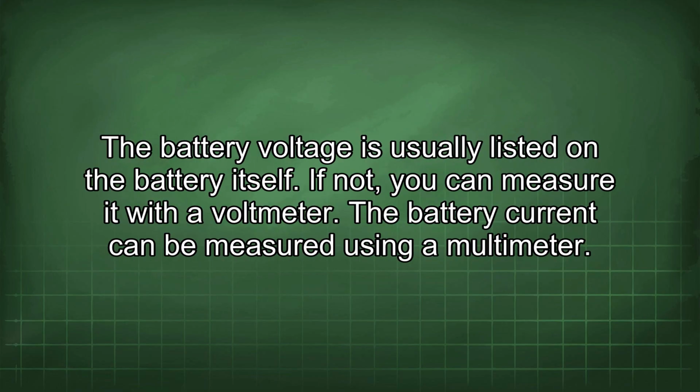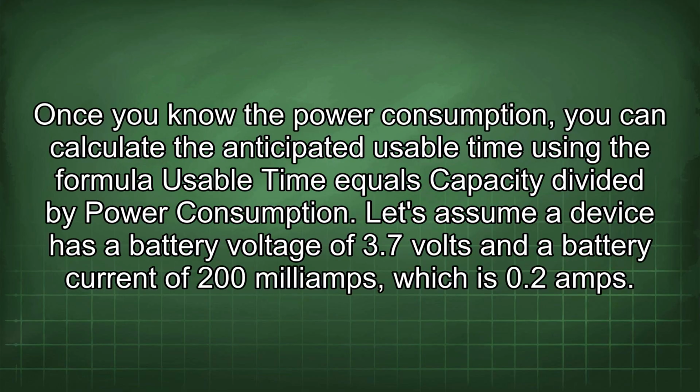The battery voltage is usually listed on the battery itself. If not, you can measure it with a voltmeter. The battery current can be measured using a multimeter. Once you know the power consumption, you can calculate the anticipated usable time using the formula usable time equals capacity divided by power consumption.